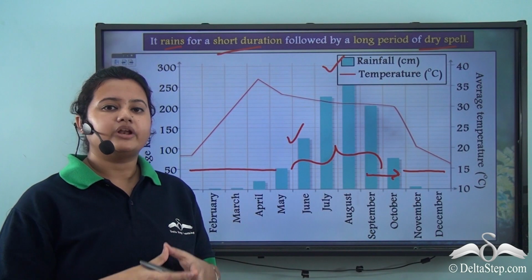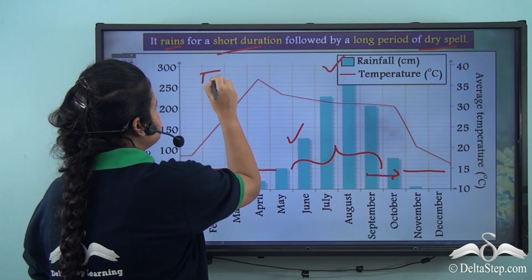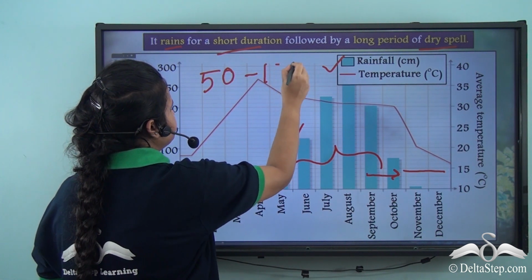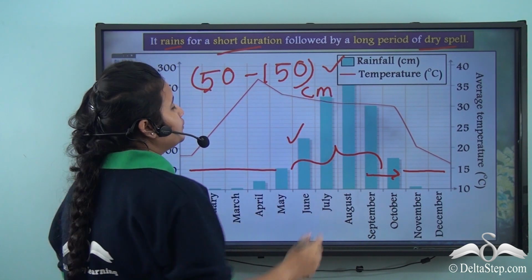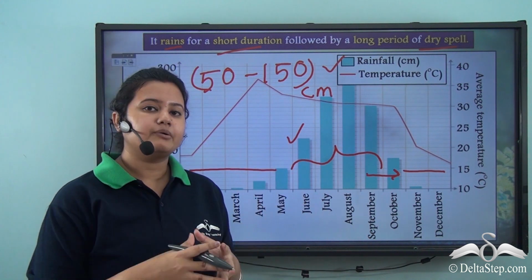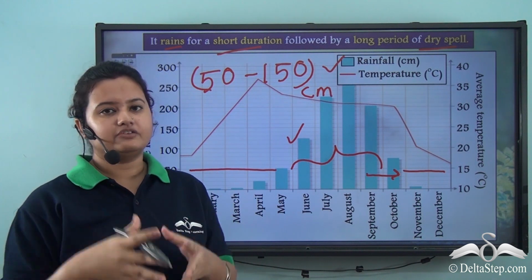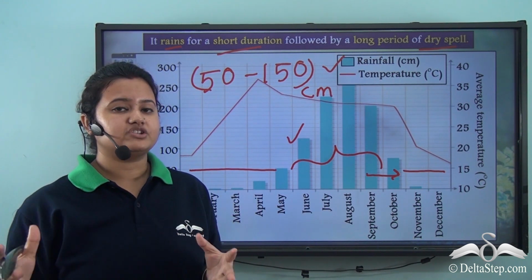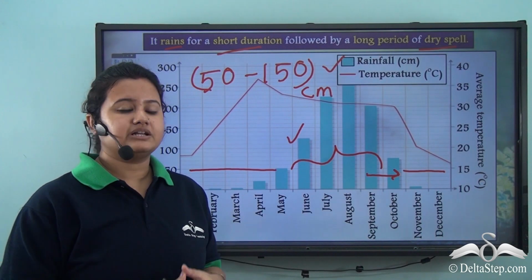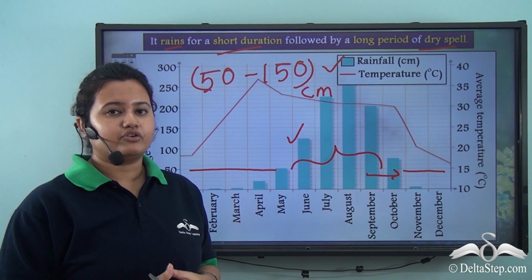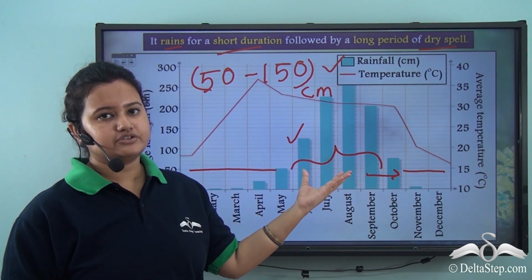The annual rainfall experienced by this biome ranges between 50 to 150 centimeters, which is not very high compared to the other biome that we read previously, that is, equatorial regions. We read that equatorial regions experience heavy rainfall throughout the year, but tropical grassland does not experience heavy rainfall. In fact, it experiences rainfall but only for a short period of time.